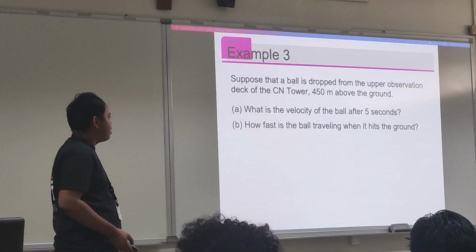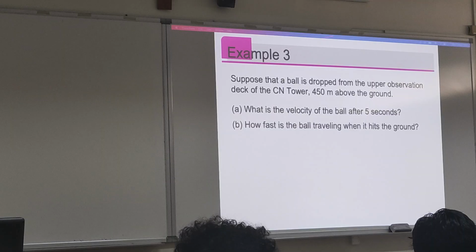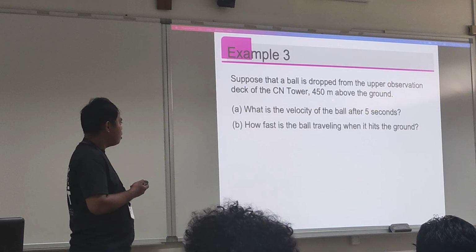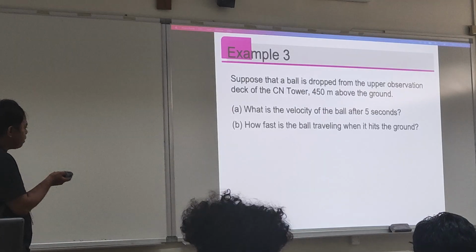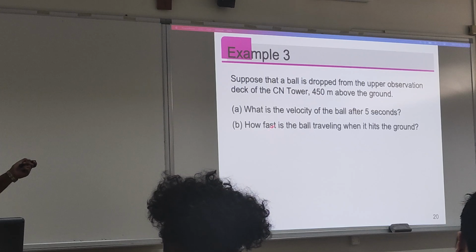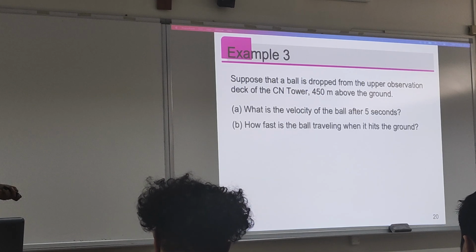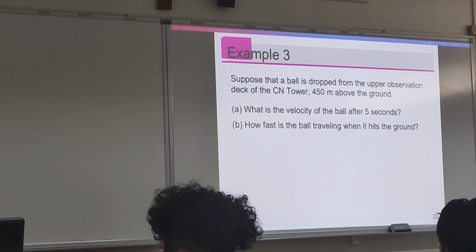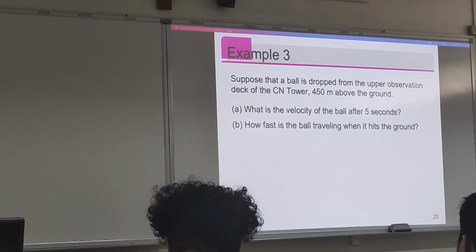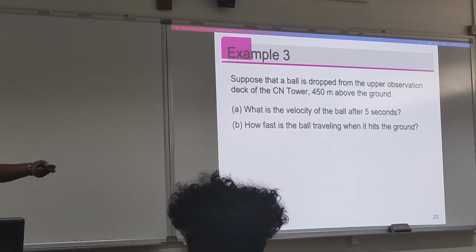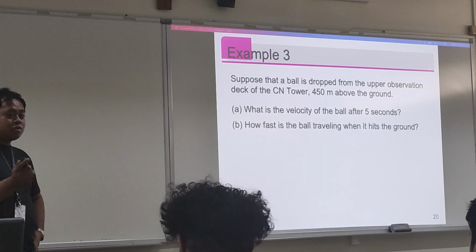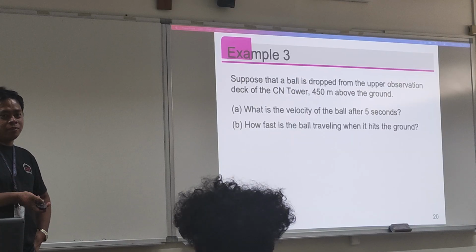Okay, let's consider this example. Suppose that a ball is dropped from the upper observation deck of the CN Tower, 450 meters above the ground. What is the velocity of the ball after 5 seconds? And for letter B, how fast is the ball traveling when it hits the ground? First, what is the velocity of the ball after 5 seconds? We're going to use v of a equals the limit of f of a plus h minus f of a all over h as h approaches 0.